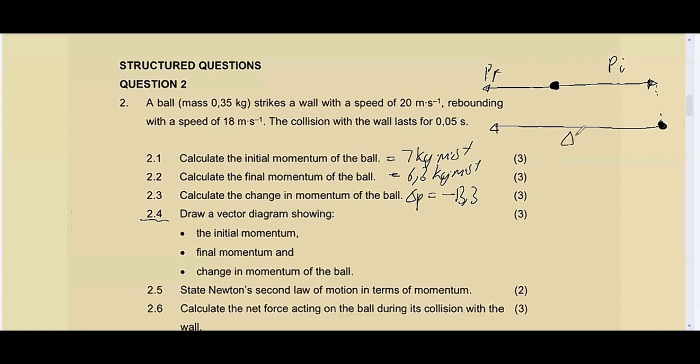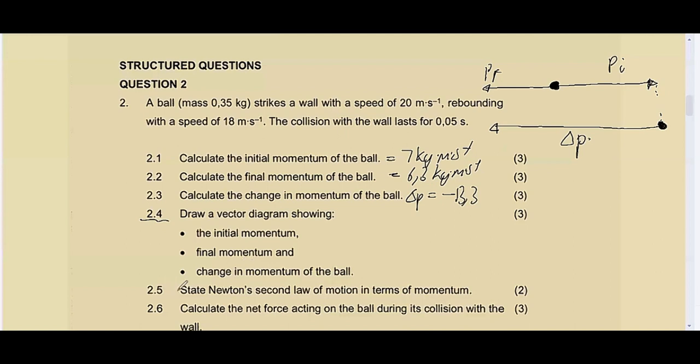So you need to indicate that this one is change in p. This is how they expect you to draw your vector diagram. You just indicate the directions. The pi was in the eastern direction, the pf in the western direction, and your change in momentum was in the western direction, right? So it starts from the head of the pi all the way to the head of pf, right?